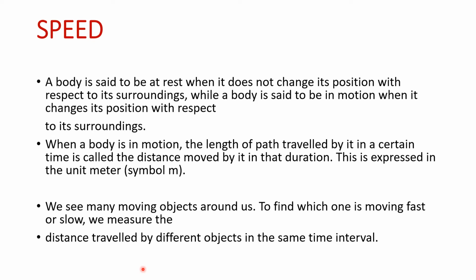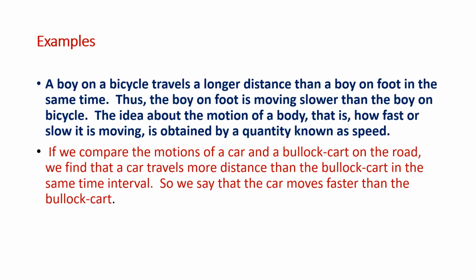So although we have not learned speed as such, we have a very good idea of speed in our mind, isn't it? If you think about a biker going on the road, you know that his speed will be very fast. A person coming down the hill will come with a greater speed. So you have a very fair idea about what speed is. So let us see. A boy on a bicycle travels a longer distance than a boy on foot in the same time. Thus the boy on foot is moving slower.